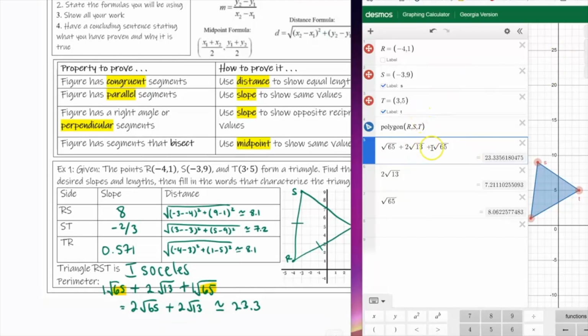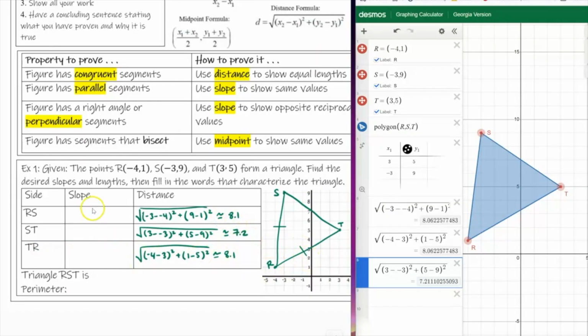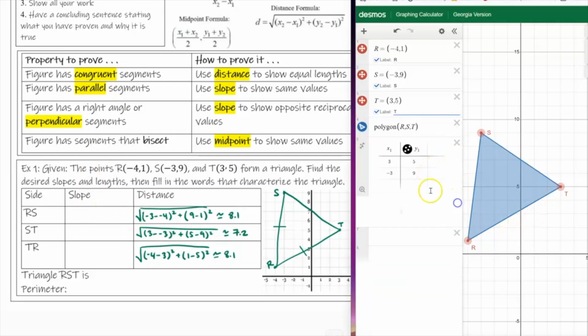Now to check that with my answer, I should have 2 radical 65s. Is it the same thing? Yes, it is. All right, so I do want us to keep practicing simplifying radicals. The Delta Math will practice the decimal versions. All right, so let me go ahead and do the slopes real fast. So for the slopes, I don't need these. I already have one in there, so I'm going to put my labels back for what I need.